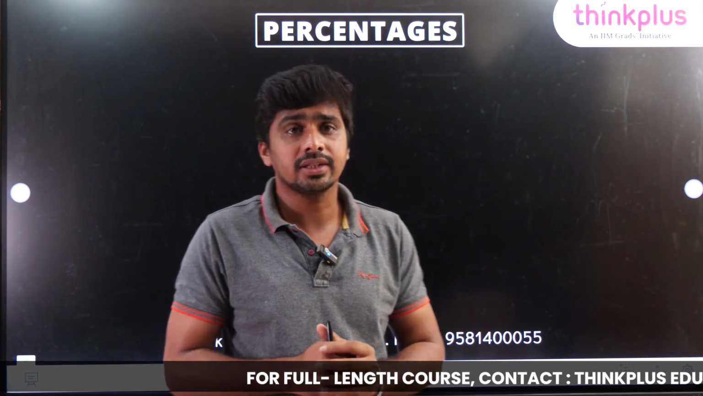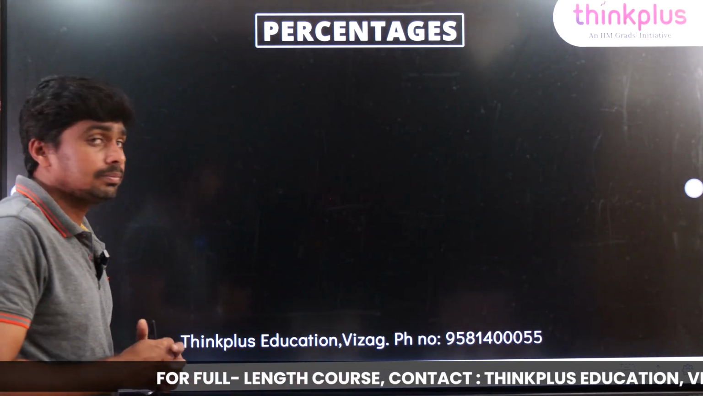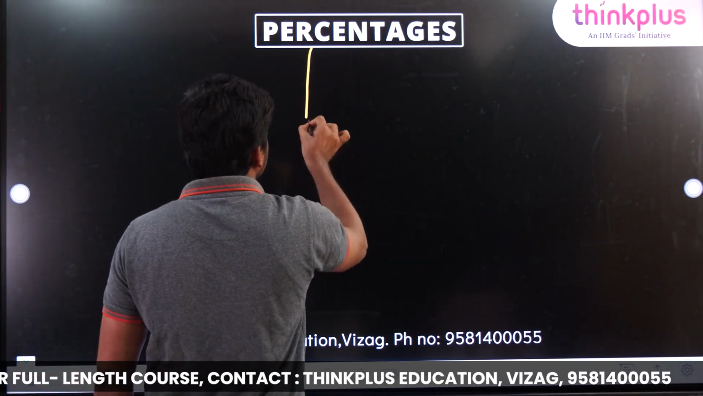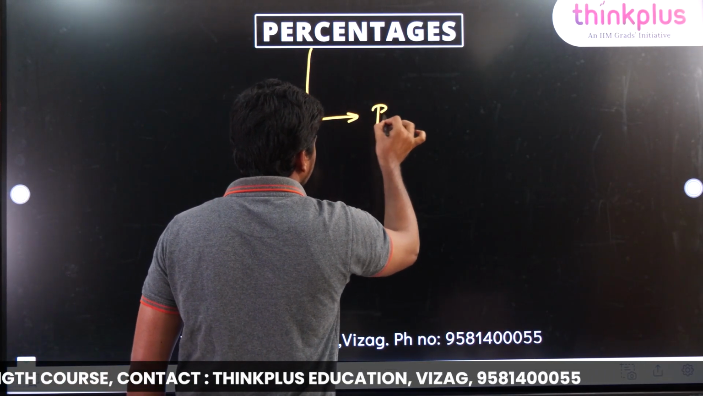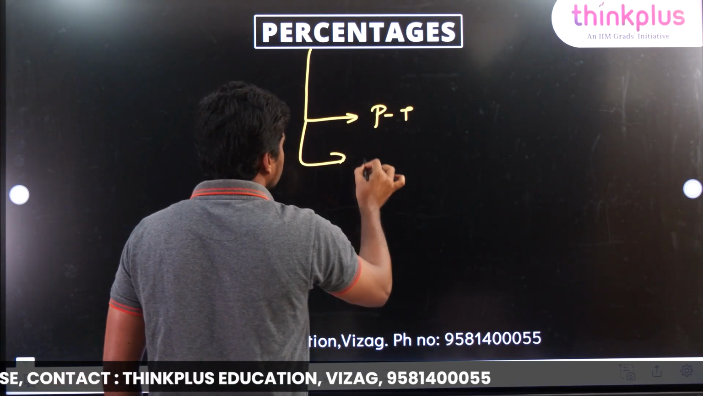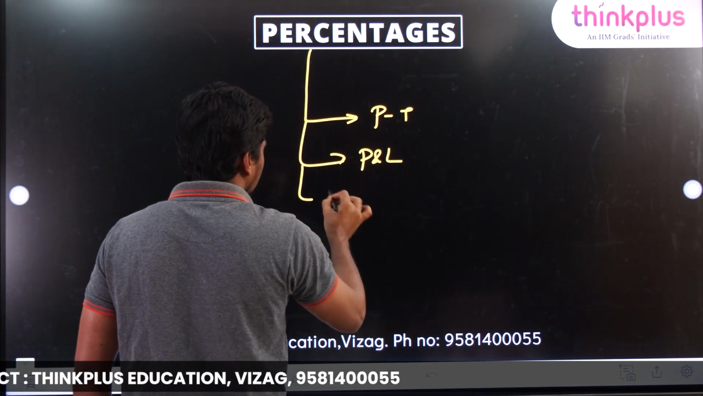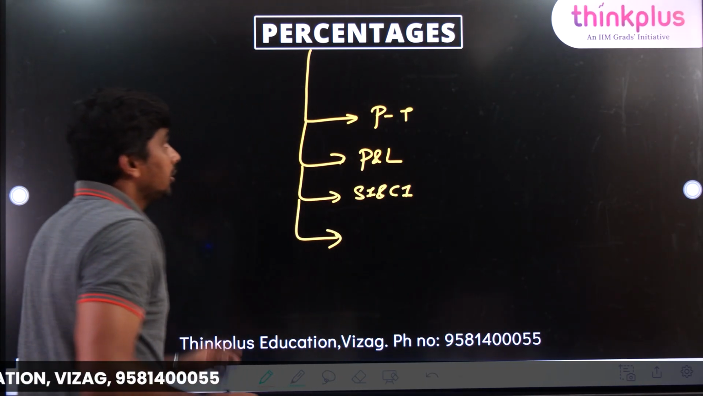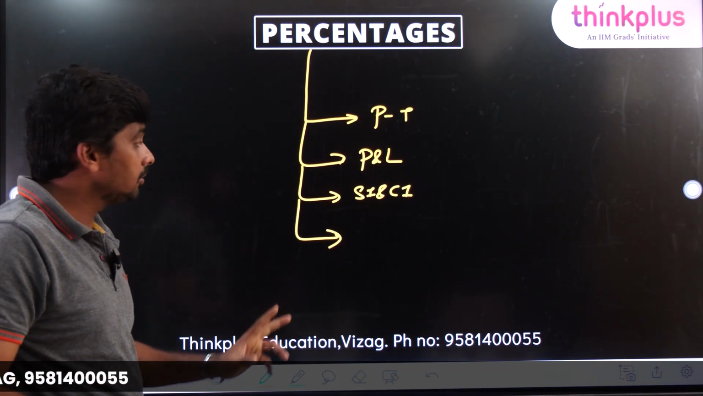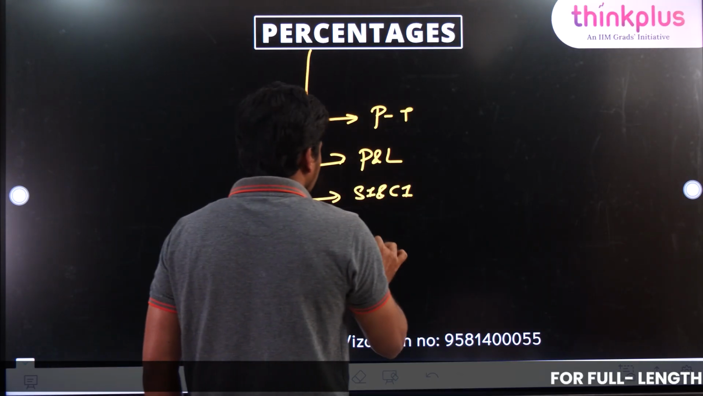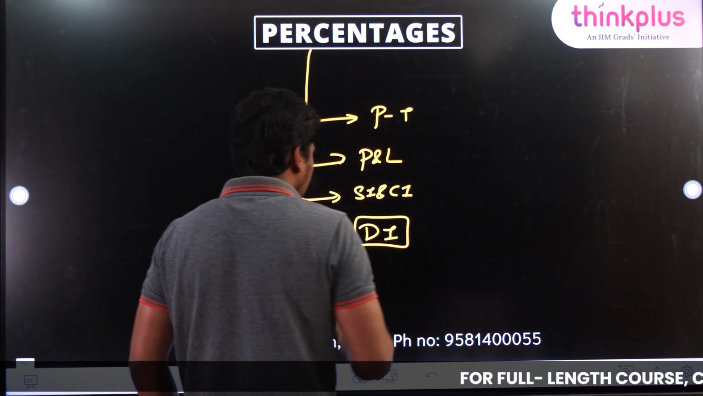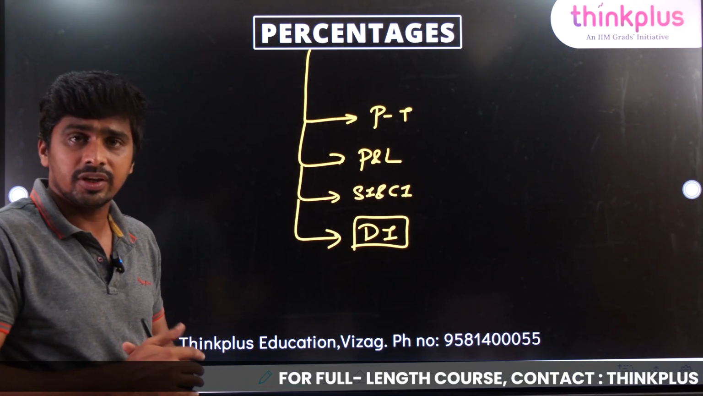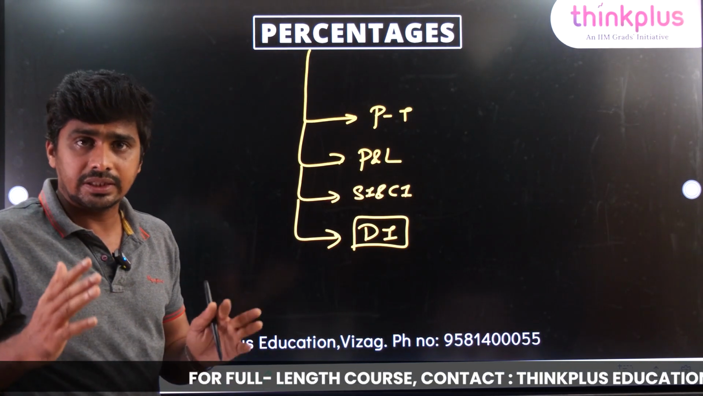Before that, let's understand the importance of this chapter in all management entrance exams. Especially, the percentage chapter is helpful for solving percentage-based questions, profit and loss questions, and simple interest and compound interest questions. In addition, these basic percentages are really important for solving data interpretation questions, the DI. DI is given as a part of your quantitative aptitude section, and some exams give it as a separate section, right?